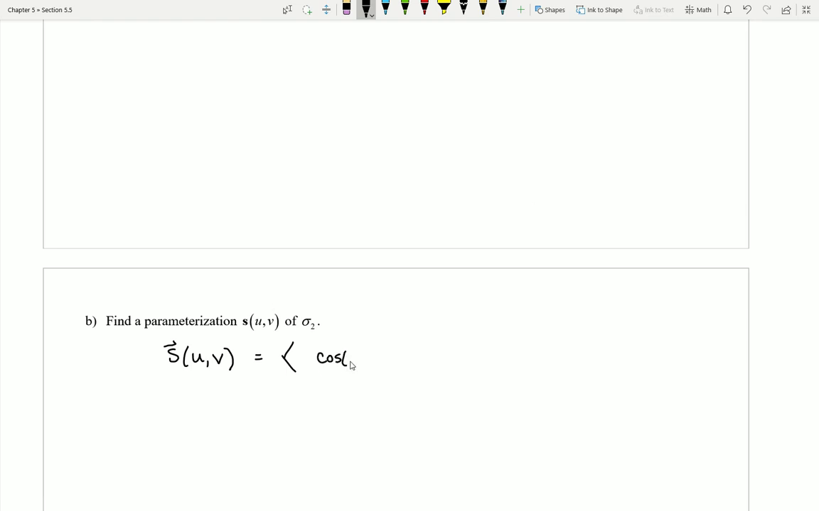Let's suppose that I start with cosine of u and sine of u to help get the circular relationship in the xy direction. Again, it's pretty easy to see that the range on u would be 0 to 2 pi. And it's also probably easy to see what I want for the value of z.